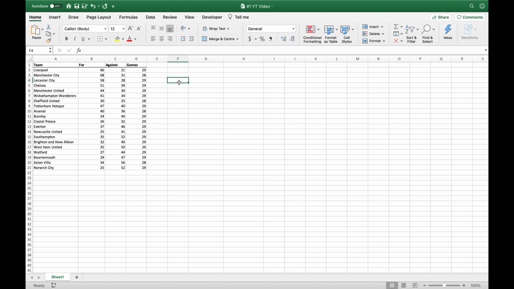Next, record the goals or points for each team. This is the goals for and goals against. Also, record the amount of games each team has played. Step 2. We now need to calculate the sum of the goals for, goals against, and games played.